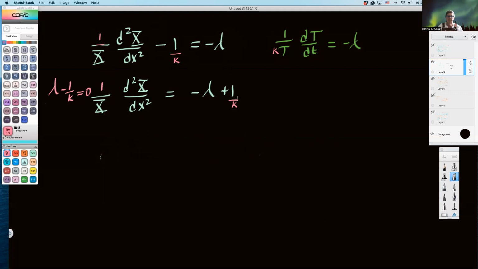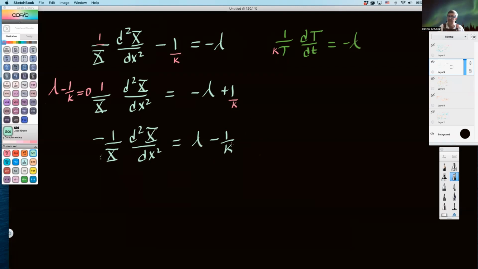Now I'm gonna multiply this equation by a minus sign. So what do I get? And I'm going back to color coding. I get minus 1 over X, D squared big X, D little x squared is equal to lambda minus 1 over K. And now I'm in business, right? Because lambda minus 1 over K in our first case is 0.